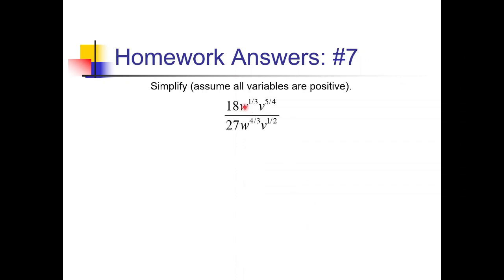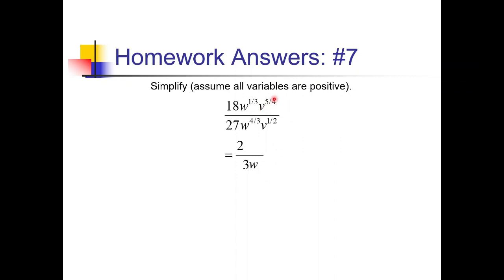For this problem, we're just going to reduce this using normal rules of fraction reducing and some exponent rules. So let's start with the 18 and the 27. Those can be reduced by 9 to give me 2 over 3. Let's do the w's next. I'm going to subtract the exponents and put the exponent wherever the higher exponent was. So since we're higher in the denominator, I'm going to do w to the 4/3 minus 1/3 down there, which is just w to the 3/3, or just simply w.